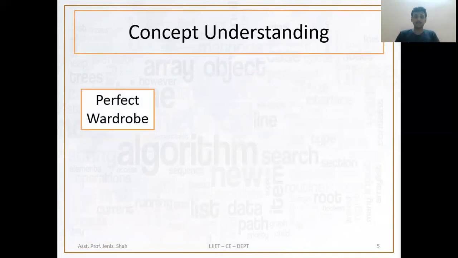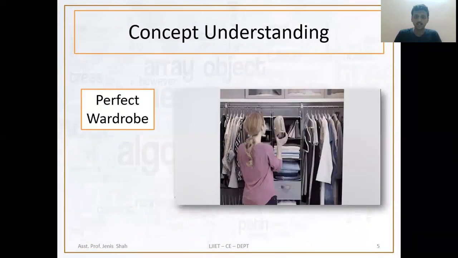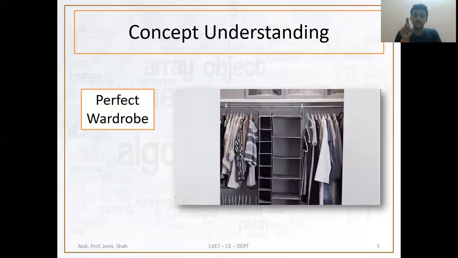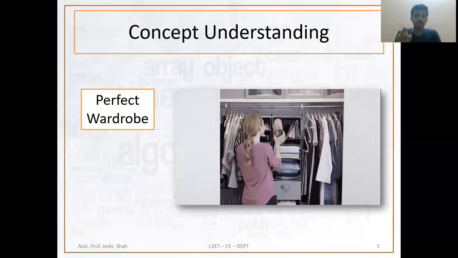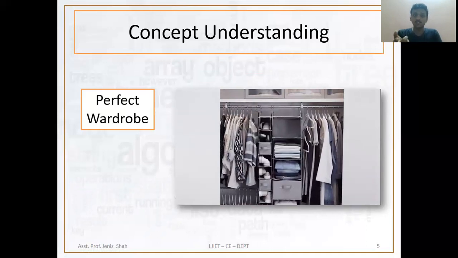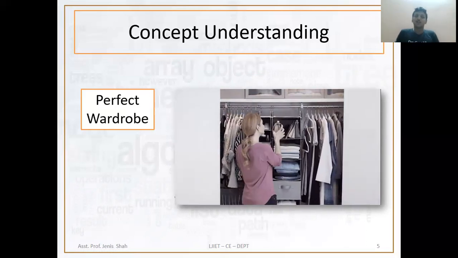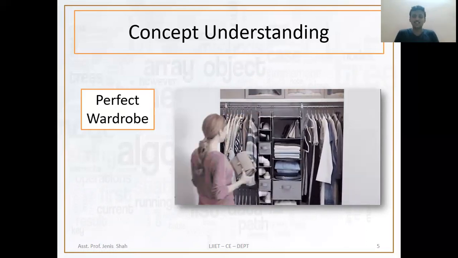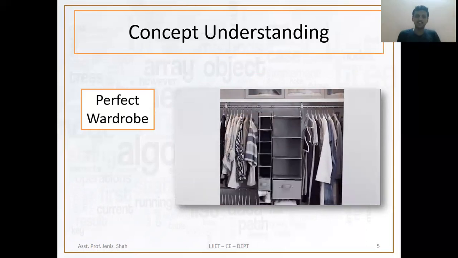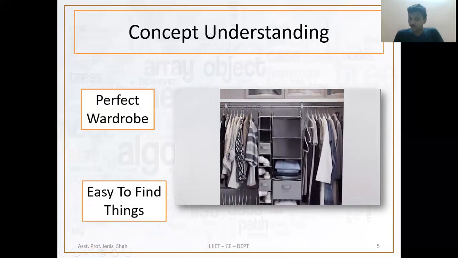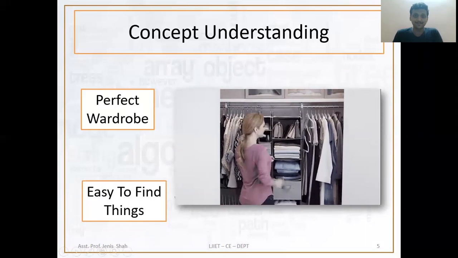Okay. Now the next, a perfect wardrobe. Let's see what happens with the perfect wardrobe. Here in the image, you can see that the lady put her bag into the cupboard at a very particular place. So when she comes the next day, she can find her purse very easily. So what is a good practice? To arrange your wardrobe properly, just to bring things out of it very easily. So it is easy to find things if you have arranged your wardrobe properly. This is nothing but data structure.